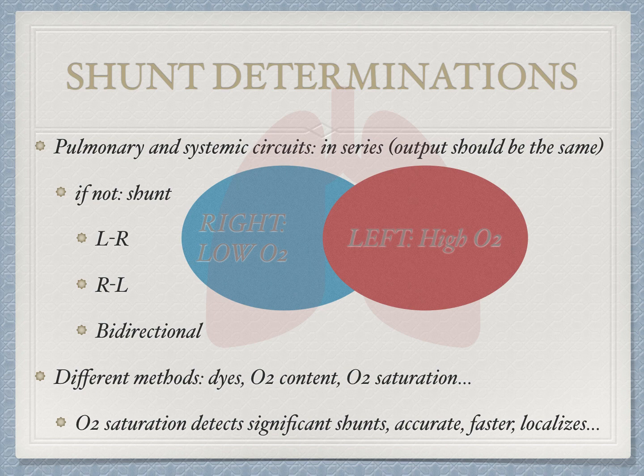There are different methods of measuring this. Dyes are pretty accurate and can detect very small shunts. The thing is that the dyes won't tell you where the shunt level is. Another one is with oxygen content. It's pretty good, but it won't tell you exactly where the shunt is, and you will need time for each measurement, 15 to 30 minutes approximately. And the O2 saturation is the fastest of these methods. It detects significant shunts, is pretty accurate, is pretty fast, and helps you localize where the shunt is.